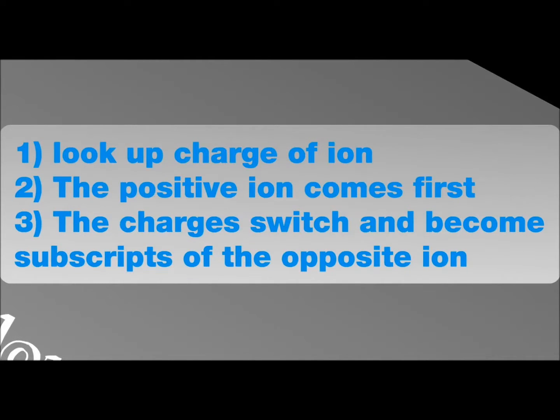So what you're going to do, you're going to use these 3 steps. Number 1, you're going to look up the charge of an ion, and you're going to need your periodic table to do that. I'll show you how to do that. Number 2, the positive ion always is going to come first. That's super important to remember. And number 3, the charges are going to switch places and become the subscripts of the opposite ion. And I'll show you how to do that.